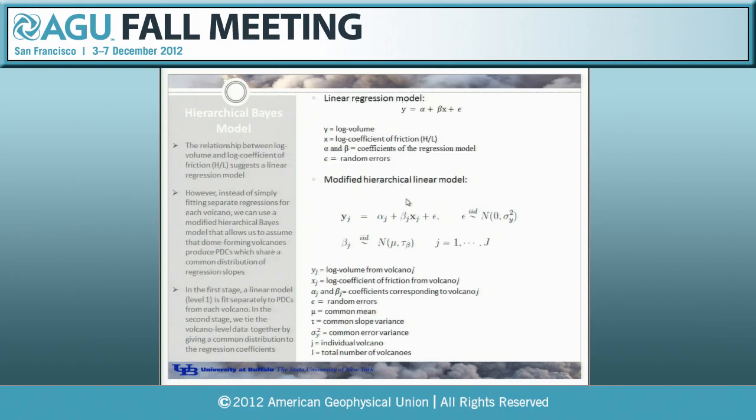So I won't go through all the equations. I just want to briefly go through some of the modeling that our colleagues have done here. So instead of simply fitting regression lines through the data for each volcano, you can use this modified hierarchical Bayesian model to assume that dome-forming volcanoes that produce PDCs are probably similar to other dome-forming volcanoes that produce PDCs. And so you can use a common distribution of regression slopes. And it's a hierarchical model, so it's two stages. First, you fit a linear model separately to the PDCs from each volcano. But in the second stage, you can tie that volcano level data together by using common distributions of these regression coefficients, so common means, common slope variance, common error variance.